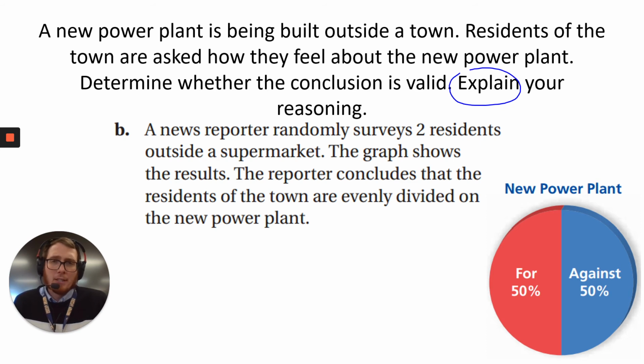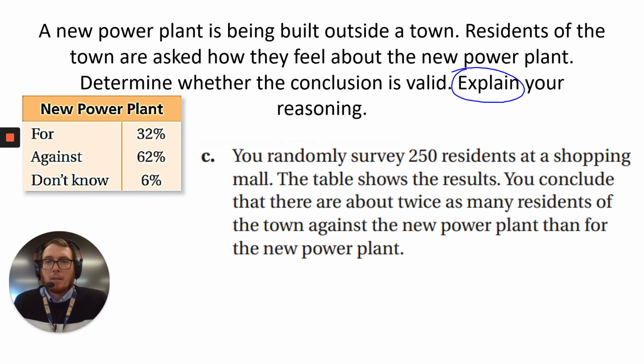But the main issue is you only ask 2 people. You shouldn't be basing a response on 2 people. The next one says you randomly survey 250 people at the shopping mall. The table shows the results. You conclude that twice as many people in the town are against the plant than for the plant. Of the 3 options, this one's the best one.